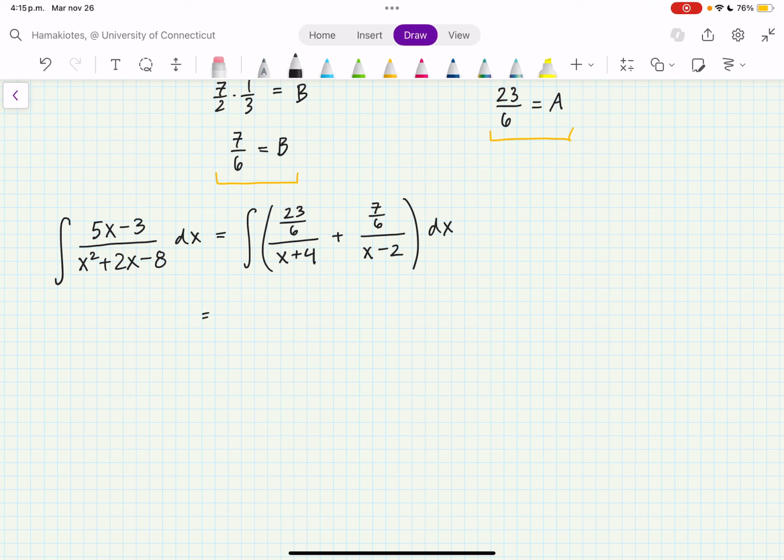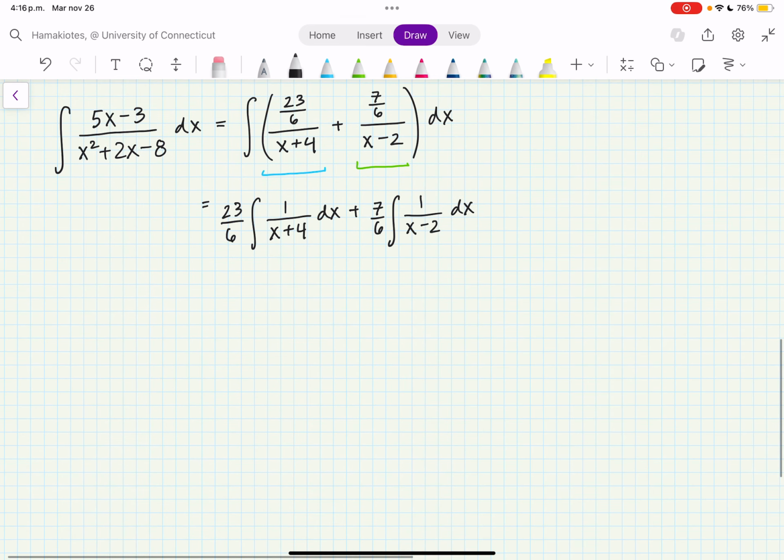So now we can break this up into two different integrals because we have the sum of two things, and we can also pull the constant terms out. So for the first integral, we have 23/6, which is a constant, so I can take that out. 23/6 times the integral of 1 over x plus 4 dx plus, for the second integral, I have 7/6 as a constant in the numerator, so I can take that out. So it's 7/6 times the integral of 1 over x minus 2 dx. And so now we're very close to being done.